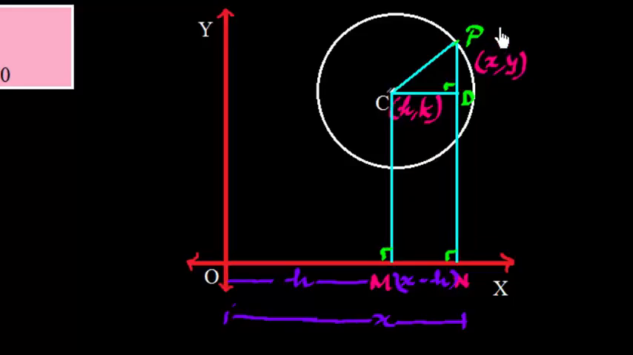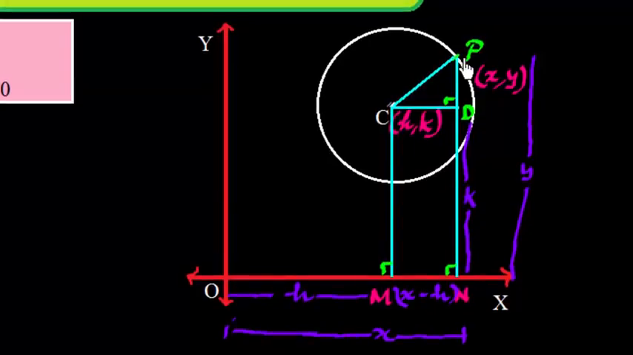Here, along the y-axis, we see PN. PN is y, and DN is equal to CM. So CM is k because the coordinates of C are h, k. So along the y-axis it is k. So DN is also k. So PD would be y minus k. I write it down here: y minus k. It is the PD.